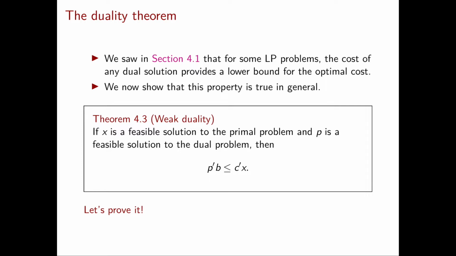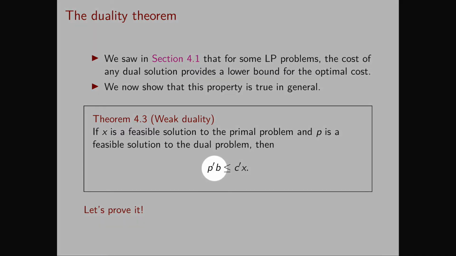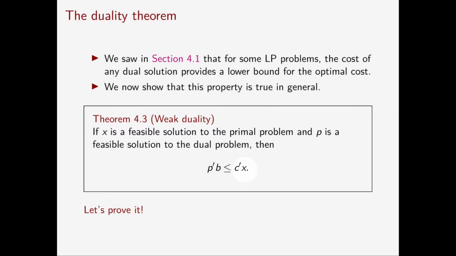Let's read the formal statement and then let's prove this result. If X is a feasible solution to the primal problem and P is a feasible solution to the dual problem, then we have that P transpose B is less than or equal to C transpose X. Now let's prove weak duality.